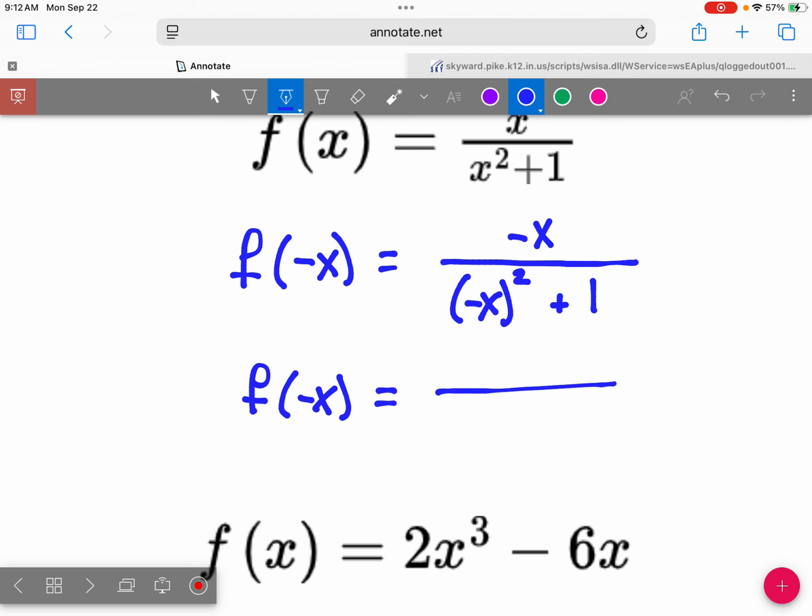We're noticing in our denominator that minus x being squared is the exact same thing as if we just had our x squared plus 1. And our numerator, is that going to simplify at all? No. So we just have our minus x here. Do we have exactly what we started with, f of x? No. So we know it's not even.